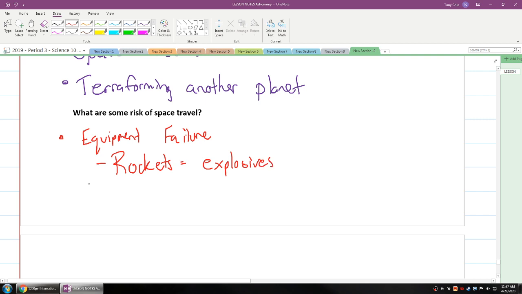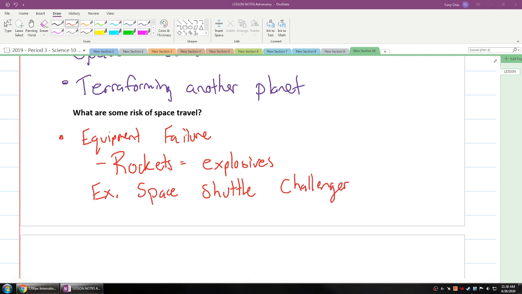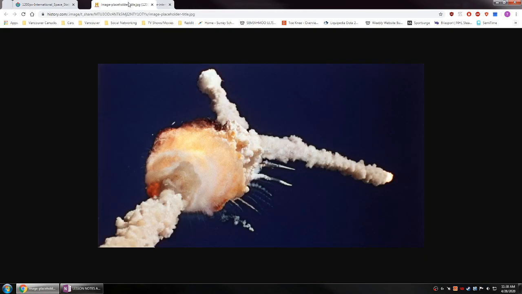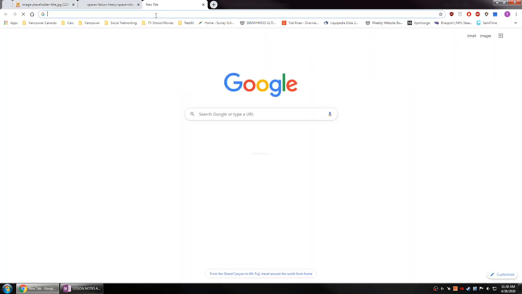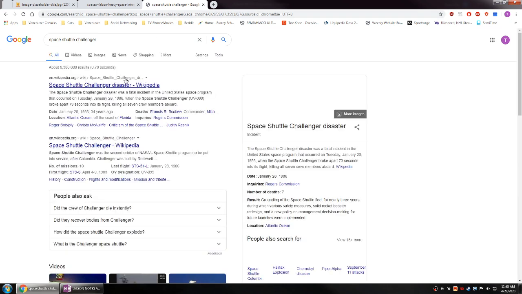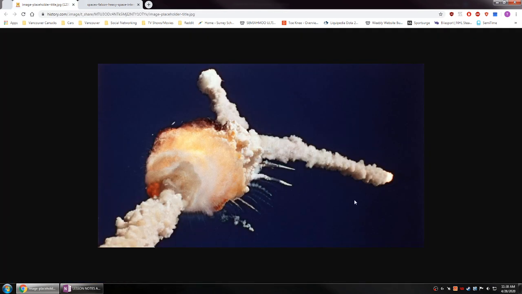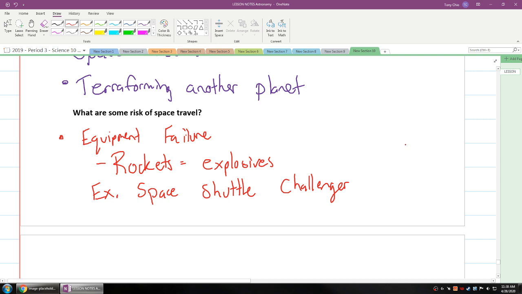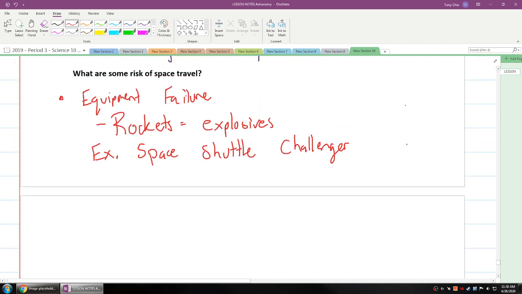An example of this would be the Space Shuttle Challenger. The Space Shuttle Challenger was a space shuttle that was launched in 1986, and it exploded in the midst of its launch. And that was a big risk of space travel.